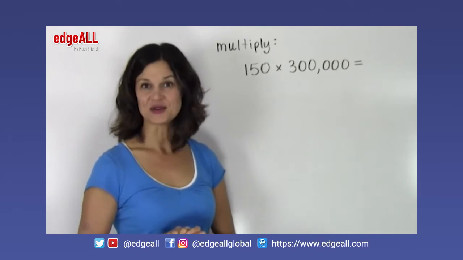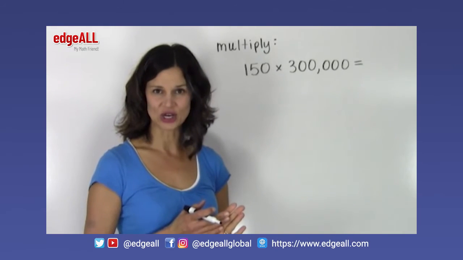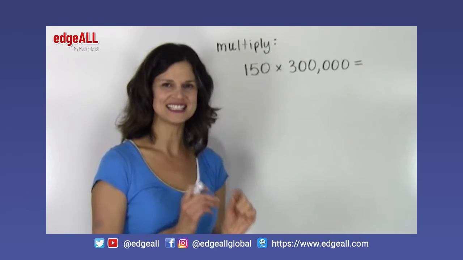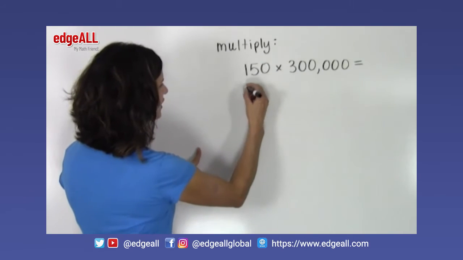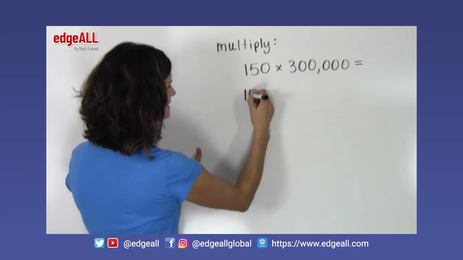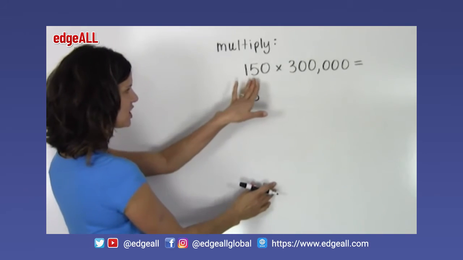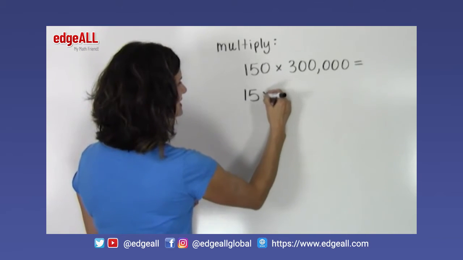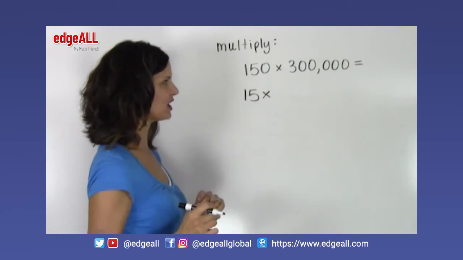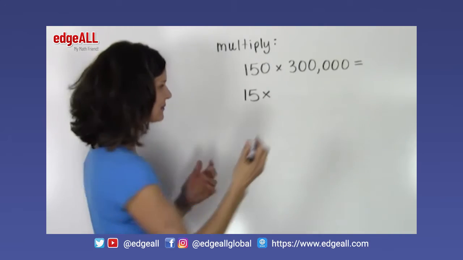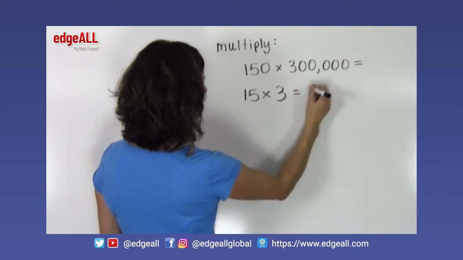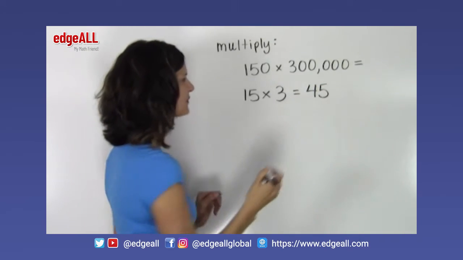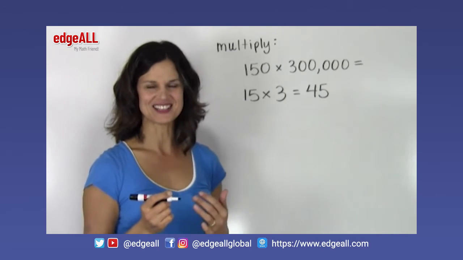And what we're going to do is use the same technique that we've learned, where we are going to multiply first our non-zero numbers. So first, I'm simply going to take the 15 from my first number. The non-zero numbers are the 1 and the 5, and then with a 0 at the end. And the only non-zero number in 300,000 is 3. So 15 times 3. 15 times 3 equals 45.